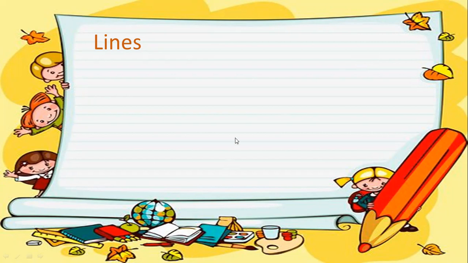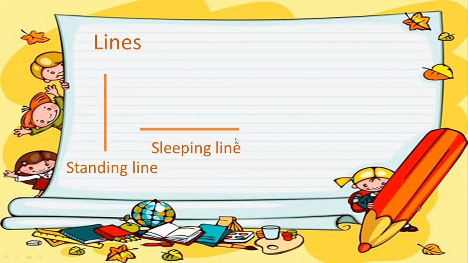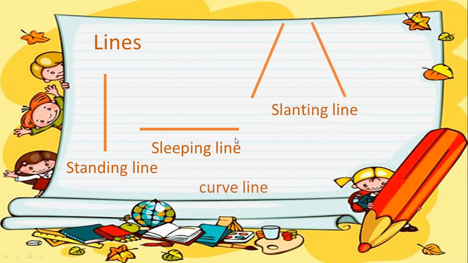Like standing line and sleeping line and slanting line and curved lines. All these lines we are using in our alphabet writing. Once we have learned about the lines and its drawing, then you will be able to write your alphabet in a better way.